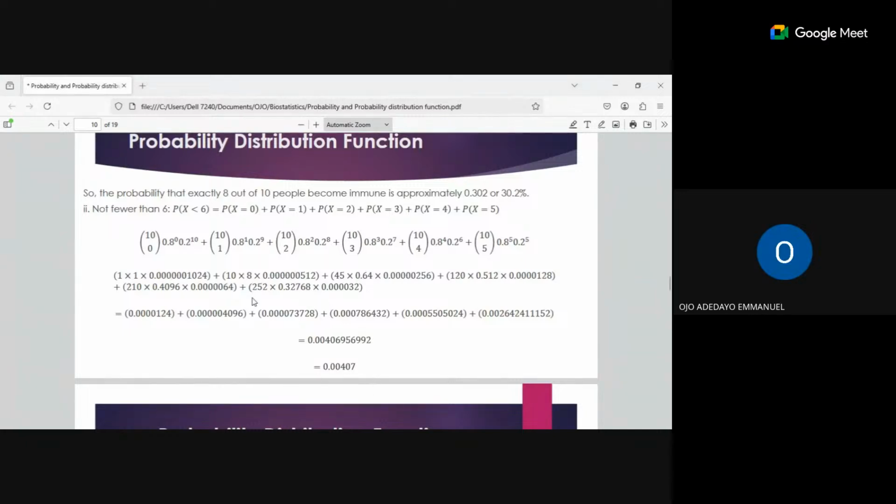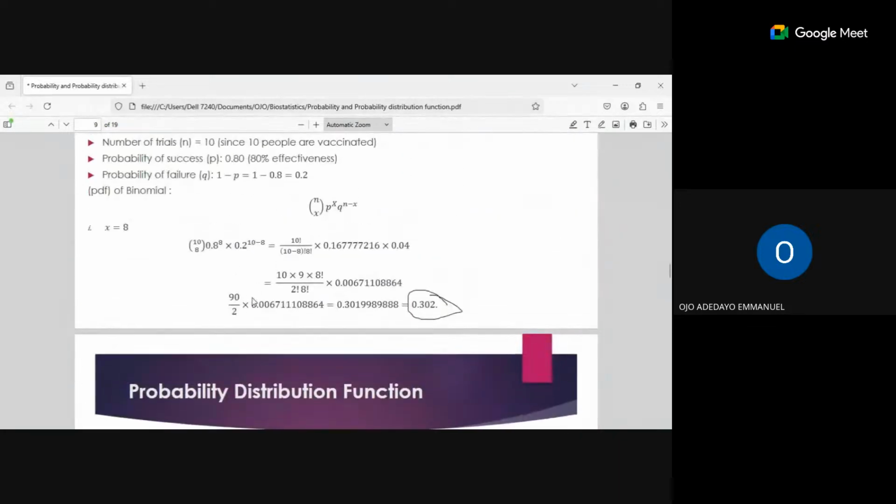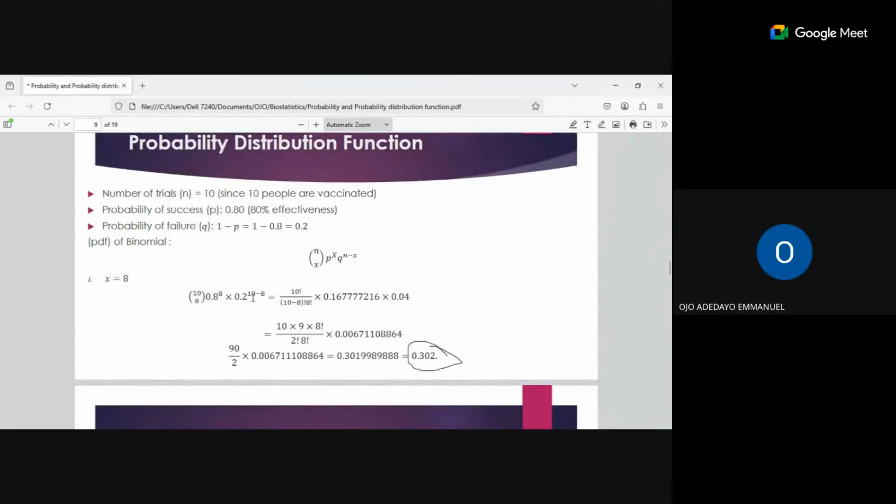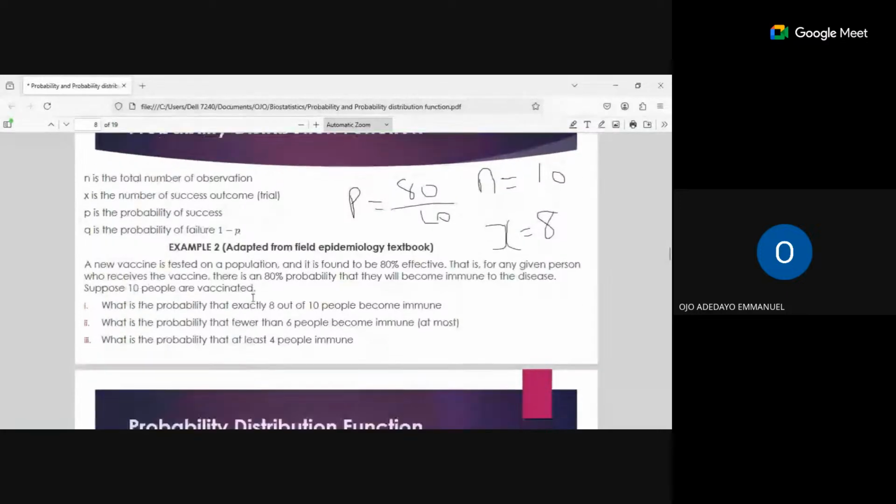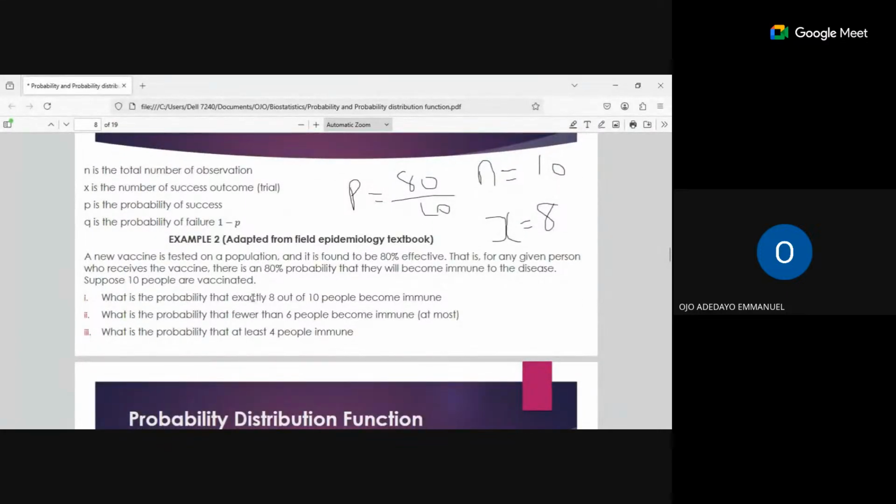So let's move on, please. Now let's take the third question. The third question is, what is the probability that at least 4 people are immune? What will be our X? Our X will start from where? From 4. 4 to 10. Good. 4 to 10.